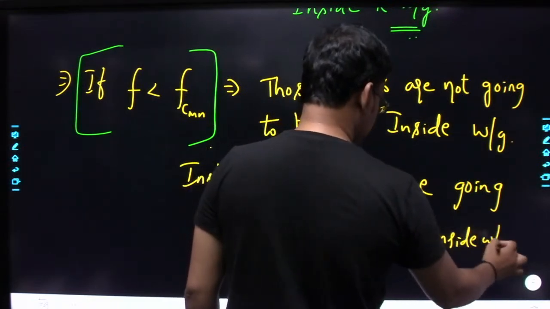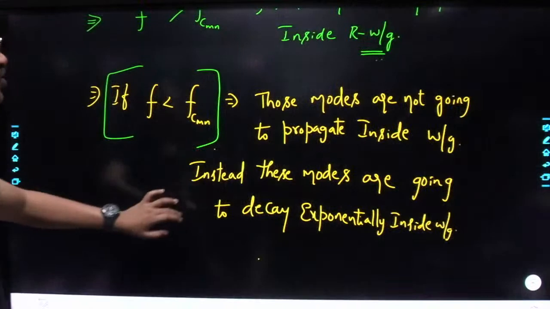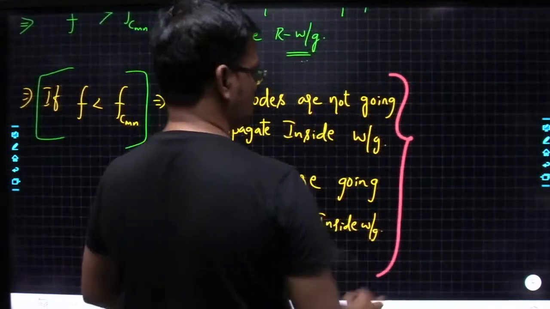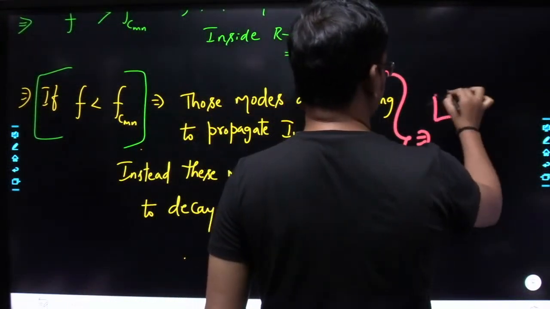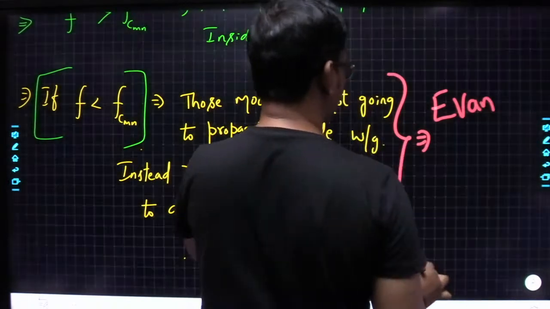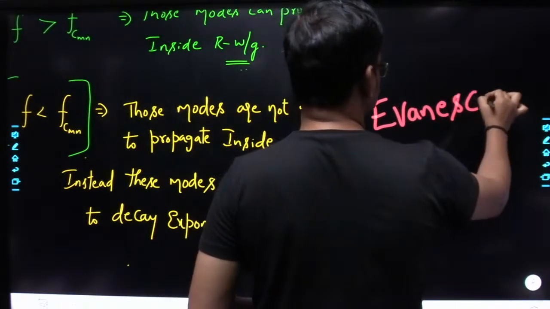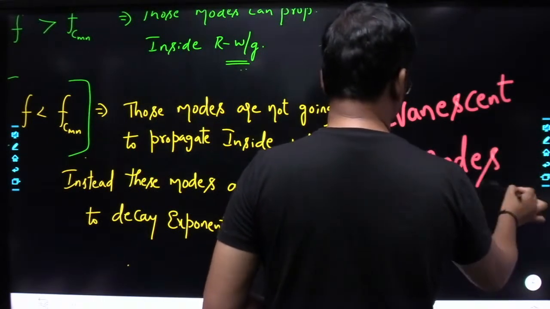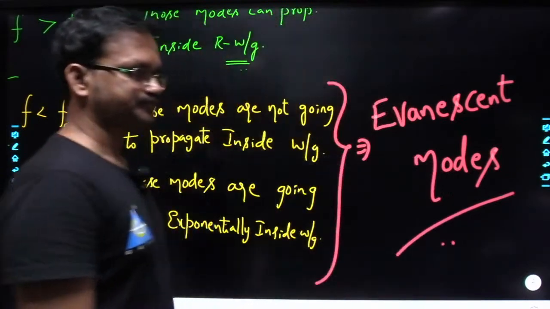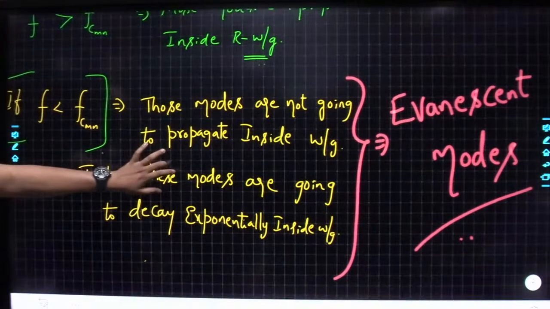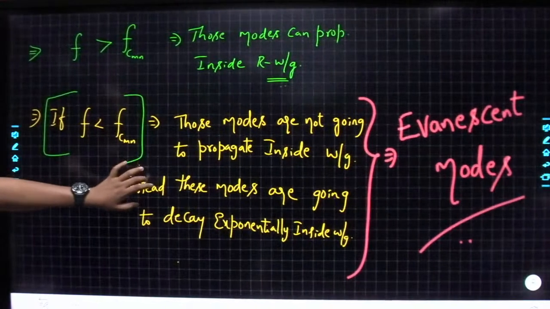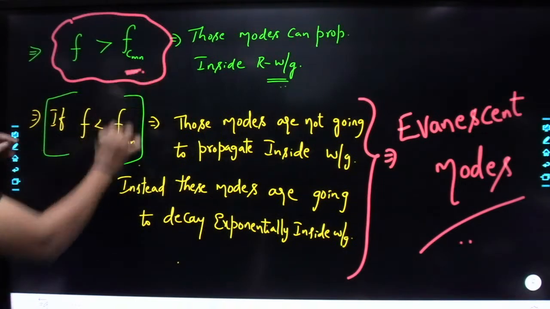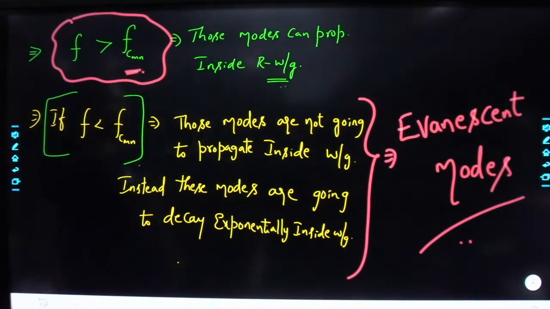inside the waveguide. Okay, so these modes we call them as what here? There is a name for these modes. So these modes we call them as evanescent modes. Right? So if the operating frequency is greater than the cutoff frequency of a particular mode, only those modes can propagate inside the rectangular waveguide.